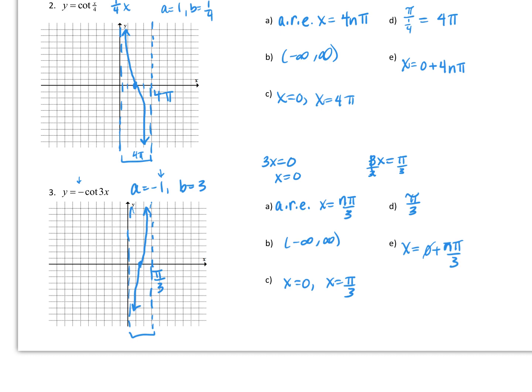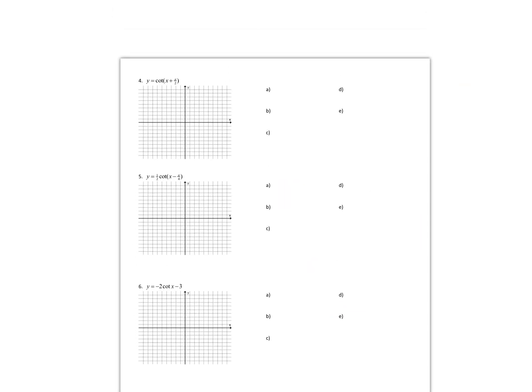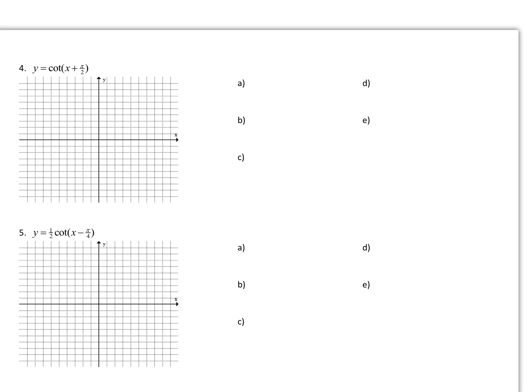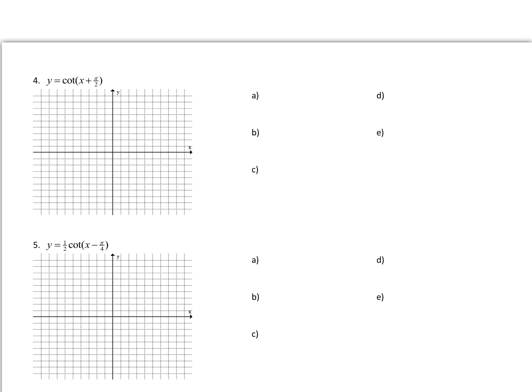Let's try the next couple, or next 3, I should say. Okay. So a is 1. Here's our bx minus c stuff, right? There is no d, so let's just do the work.